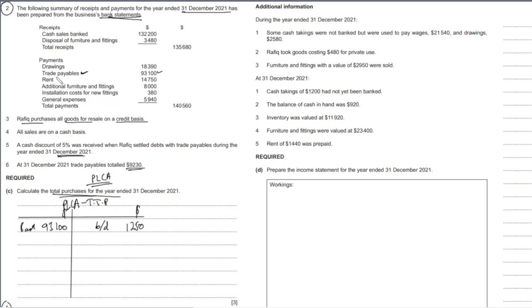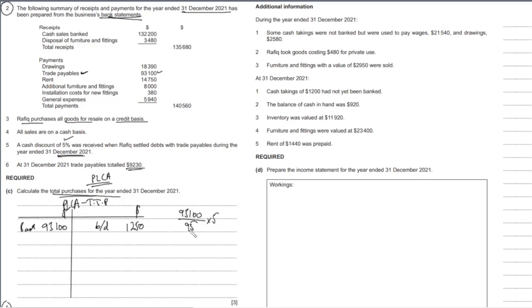What else? Anything else related to payables, Rafiq? All okay. A cash discount of 5% was received. Now, look, we made a payment of 93,100, and that is after the discount. Of course, you pay after the discount. You deduct the discount and then you pay. So if 93,100 is after the discount, that means it represents 95% of whatever the payment was supposed to be. And the 5% is actually the discount.